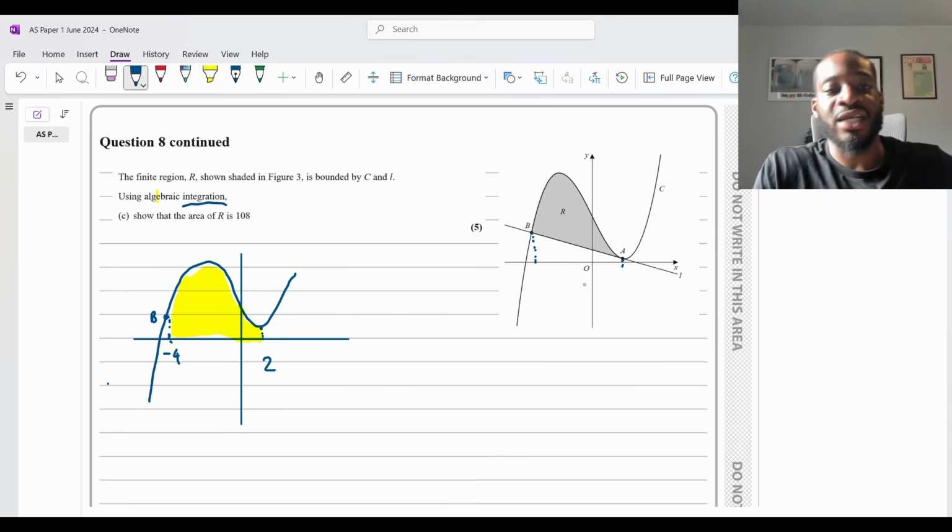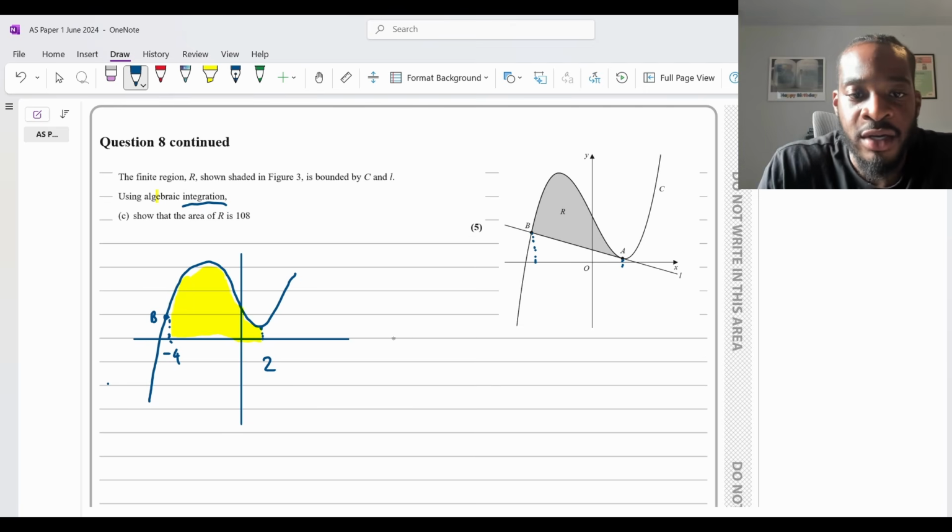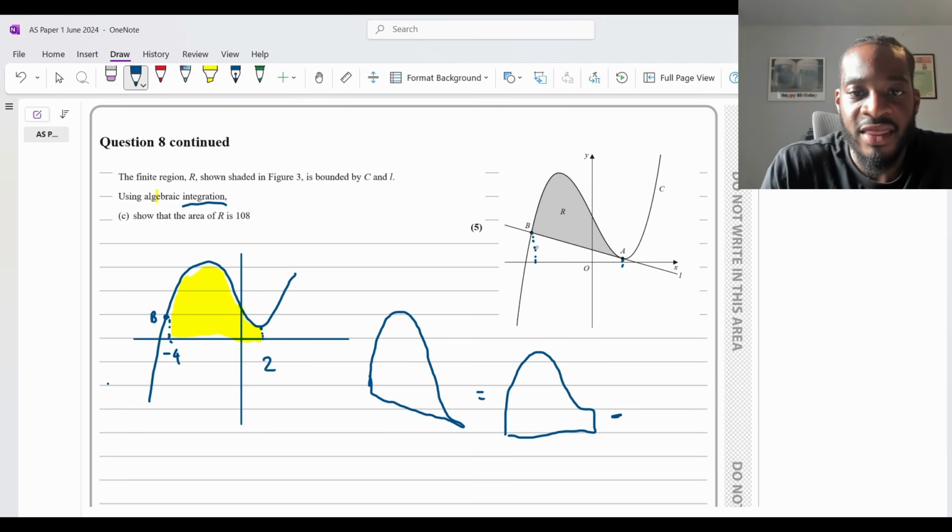So what I would need to do to calculate that region R, I would actually draw it. So it's going to be that part, which looks something like that. This is the area that we're trying to calculate. This is going to equal the area of that whole thing, which is going to look something like that. And then we will take away that area underneath, which happens to be a trapezium, isn't it? Yeah. So this is our answer.